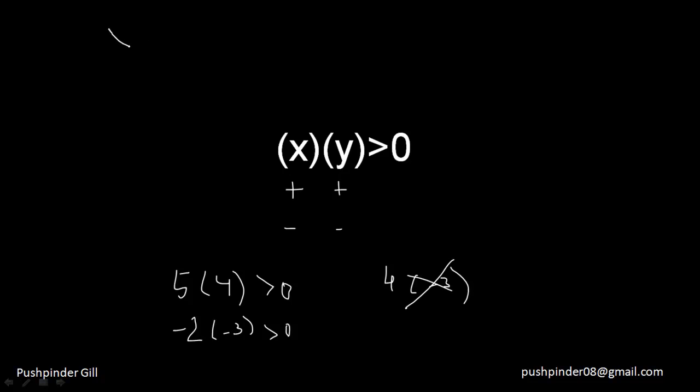So when someone says x into y is greater than 0, that means either both of them are positive or both of them are negative. And if the question asks, is x into y greater than 0, then what do you have to find out? You have to find out whether both are positive or both are negative, right? So that will give yes to your answer.